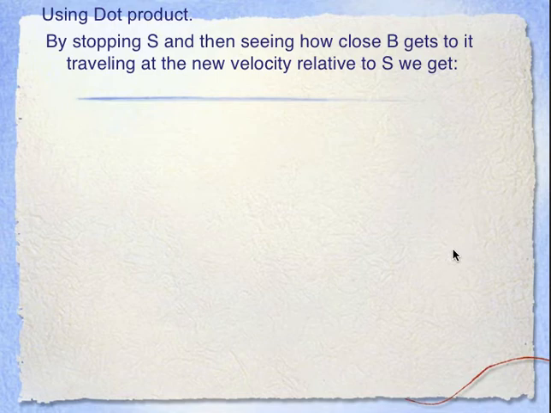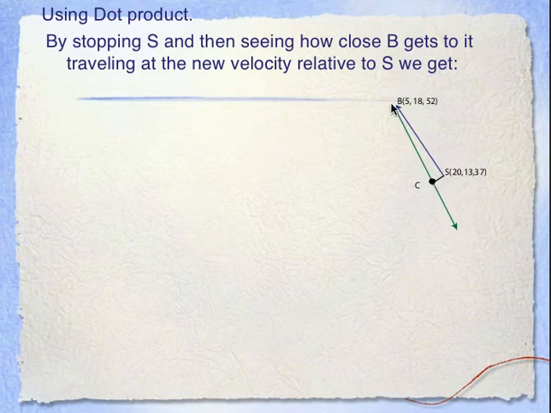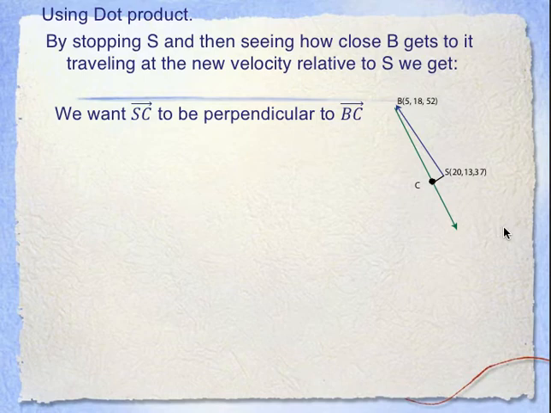So again, we're going to do two methods. Just like in the previous video, we're going to look at the dot product and we're going to look at the cross product. Let's do the dot product first. Like we said, we're stopping Snoopy and then seeing how close B gets when it's travelling on that new velocity relative to Snoopy. So we're just focusing on that bit there. That's Snoopy, his original position, that's the Baron, his original position, and we've worked out the resultant velocity vector he's going to be travelling along, and we're looking for that shortest distance. And again, we know that that shortest distance, SC, is going to be perpendicular to BC.